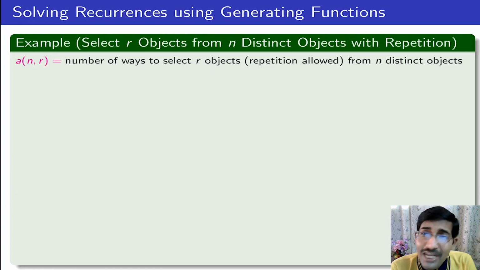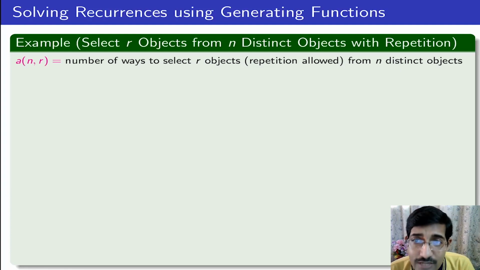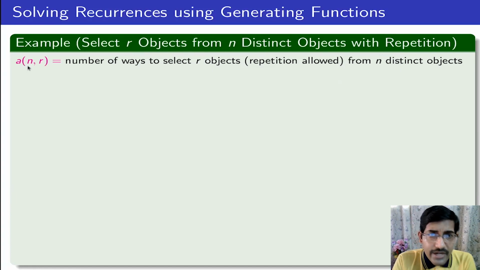Apart from all the jugglery we have learned, if we can use generating functions, some of our jobs are much more simplified. One of the examples is: how do we select R objects from n distinct objects with repetition? Let's say n distinct objects, I want to choose R. It's with repetition, remember. If you know the formula, just hold on with you. Let me see whether I can reach there. What will be the recurrence?